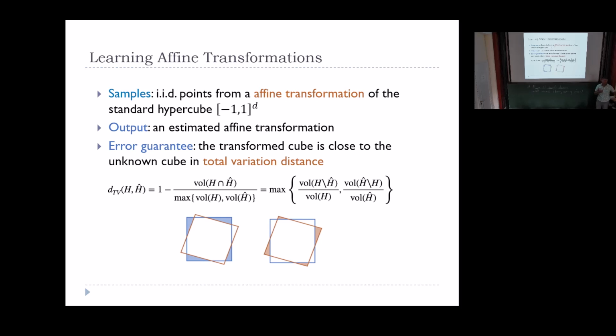What is the guarantee? Of course, I can produce some affine transformation. What guarantee do I want? The guarantee that we want is that the resulting cube or parallelepiped that you produce should be close in total variation distance, so in L1 distance. If you view them as distributions, they should overlap in basically 1 minus epsilon. This is a crucial part of this.